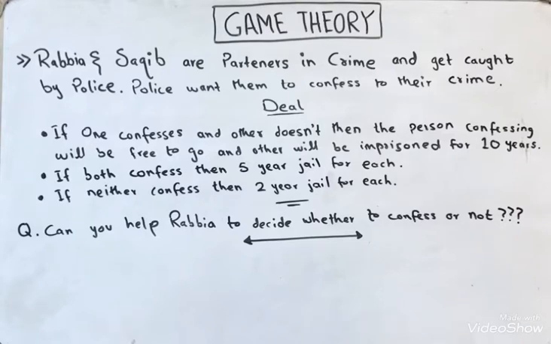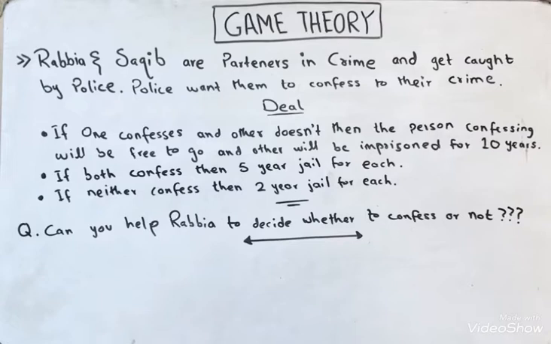Rabia and Saqib are just two arbitrary people, and they are partners in crime. They were out trying to rob a bank, but unfortunately they get caught by the police. They weren't smart enough, so now the police want them to confess to their crime. The situation now is that they are held separately in jail, and the police offer them a deal.